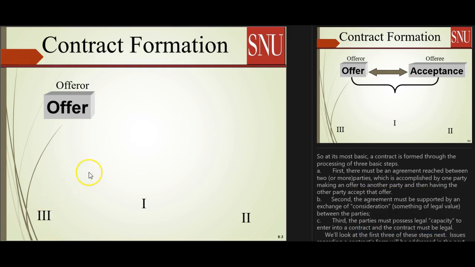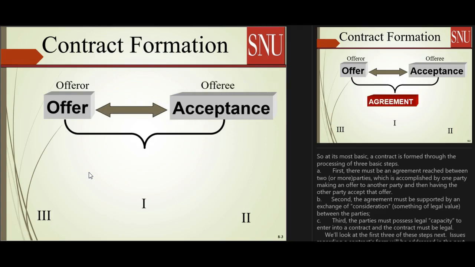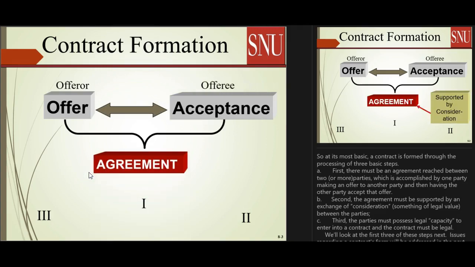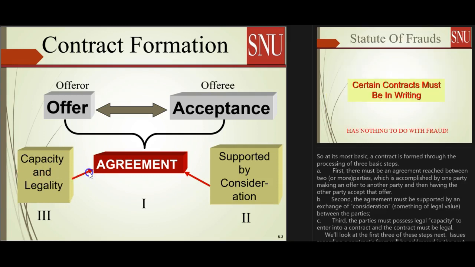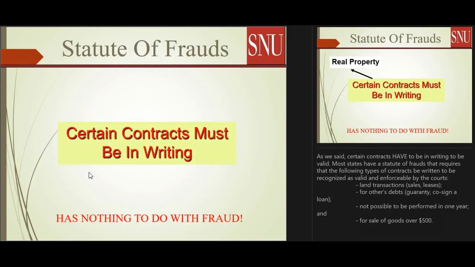To give a quick review, there are the 5 elements required for the formation of a contract. There's offer, and acceptance, which comes to an agreement, a meeting of the minds. Number 3, there must be consideration, and 4 and 5 are capacity and legality. We've talked about those quite a bit.